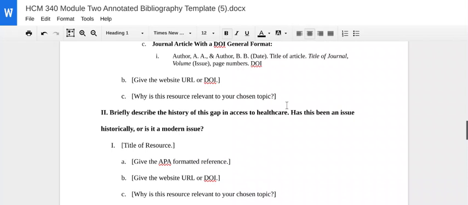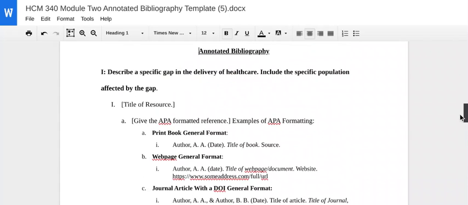This is very important. You want to talk about why the resource is relevant to your chosen topic. And here you are describing a specific gap in the delivery of healthcare.